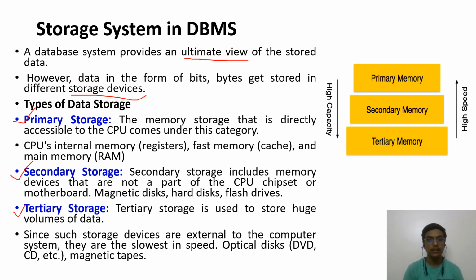So in storage system in DBMS, a database system provides an ultimate view of the stored data. There are types of data storage. First one is primary storage, second one is secondary storage and tertiary storage. In primary storage, the memory storage that is directly accessible to CPU comes under this category. Secondary storage includes memory devices that are not part of the CPU chipset or motherboard. Tertiary storage is used to store huge volumes of data.